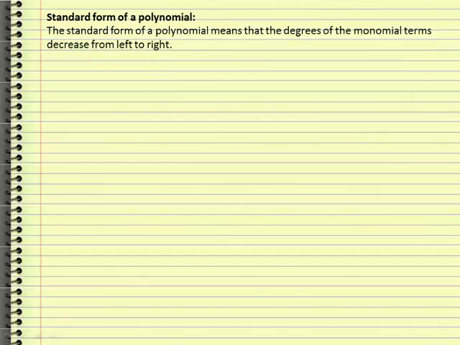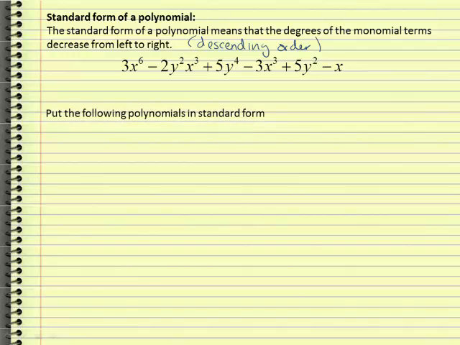The standard form of a polynomial means that the degrees of the monomial terms decrease from left to right. This is known as descending. Okay, so if we look at this, I have 6, 5, 4, 3, 2, 1. We go in descending order.